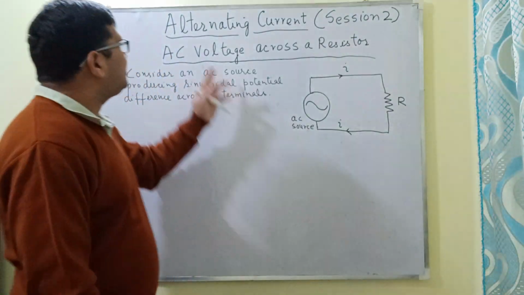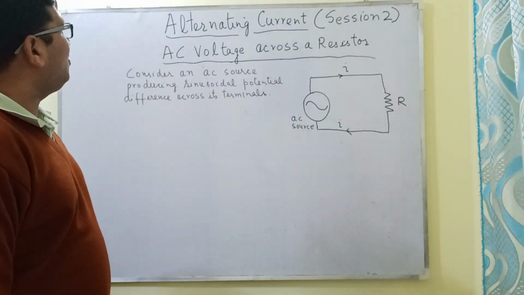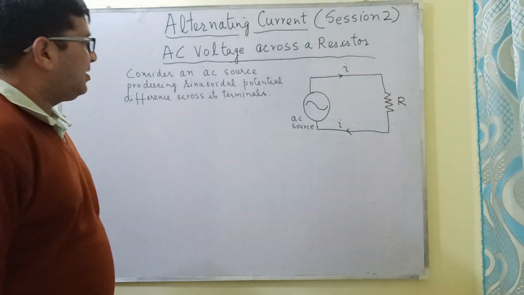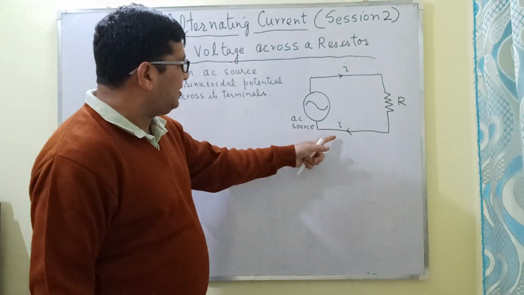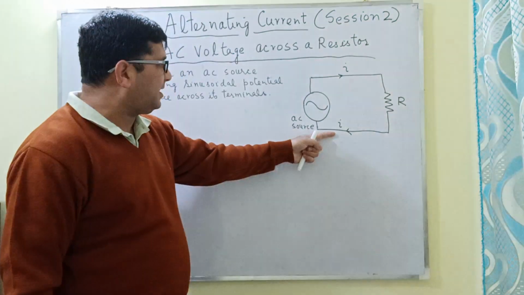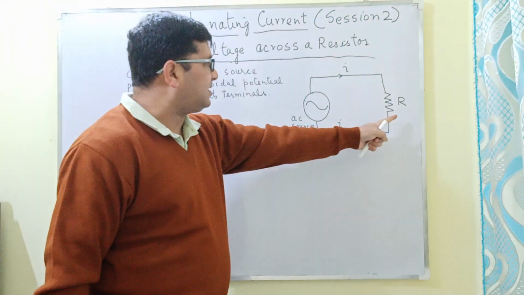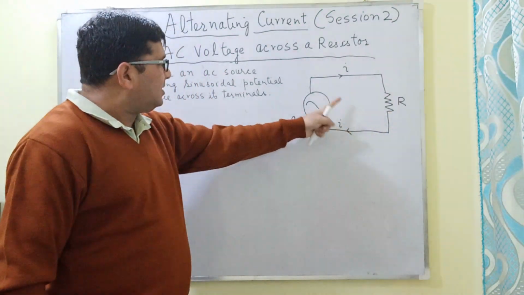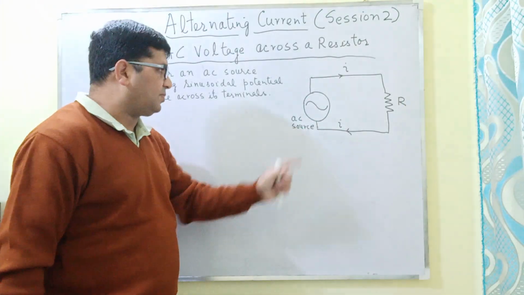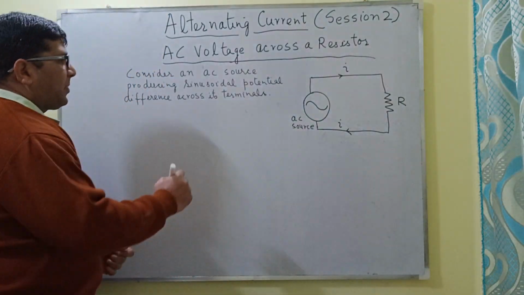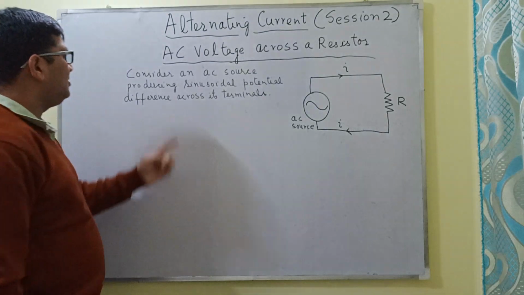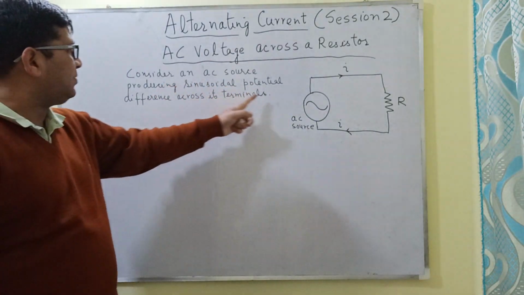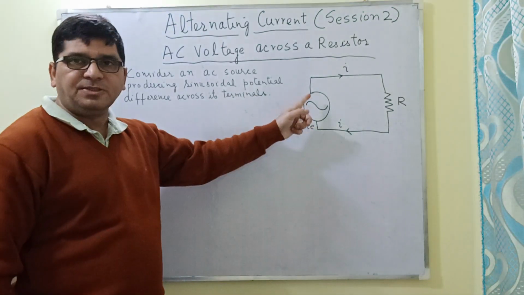Good morning, everyone. This is session 2 from the chapter on alternating current, and the topic is AC voltage across a resistor. Here I have made a diagram in which a resistor having a resistance R is connected to an AC source. Here I have considered an AC source which is producing a sinusoidal potential difference across its terminals.